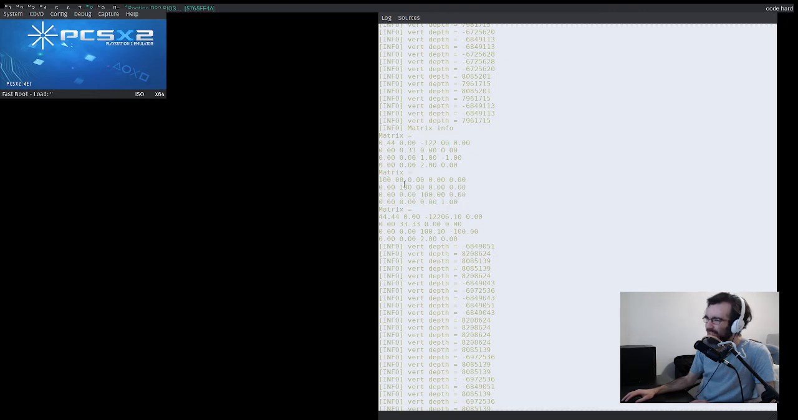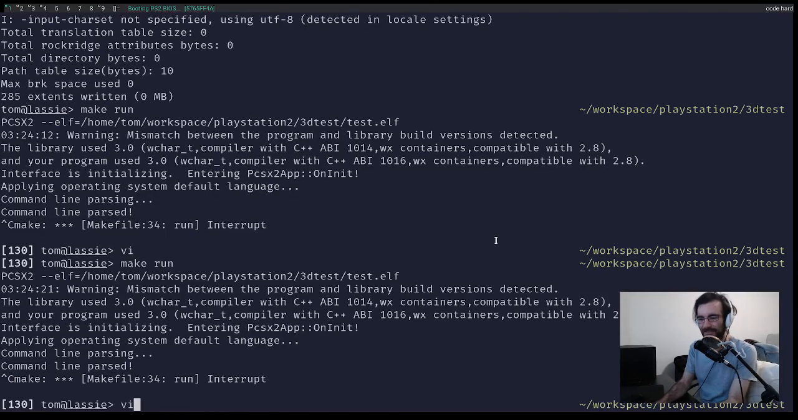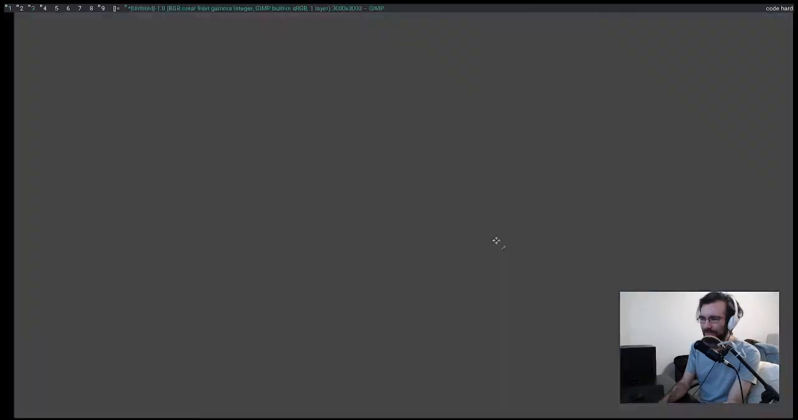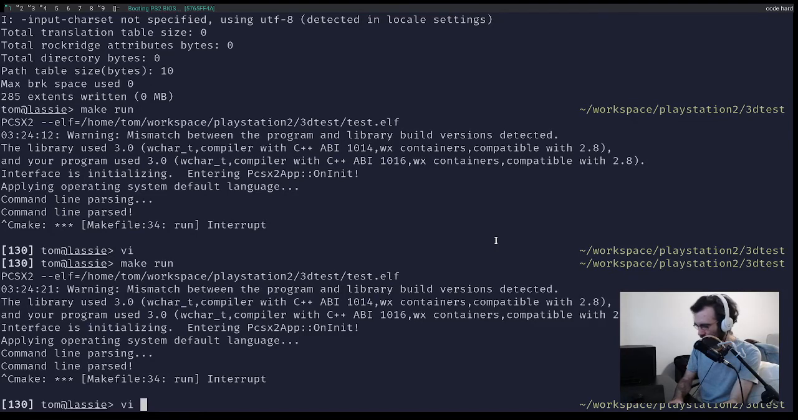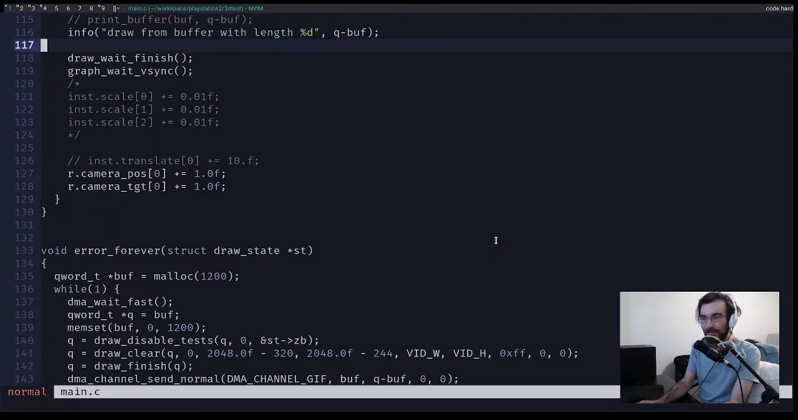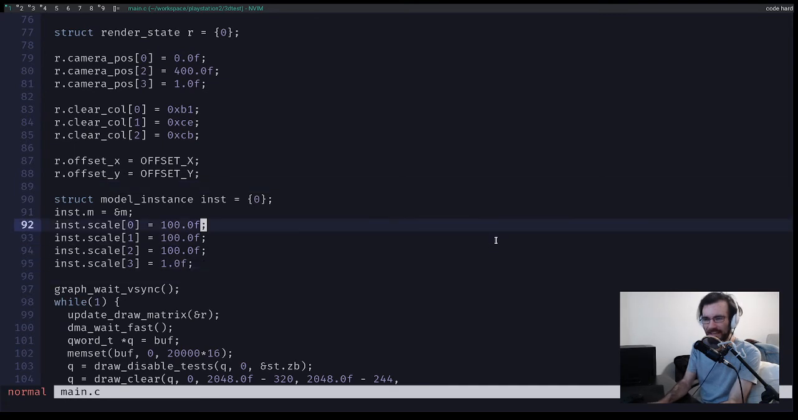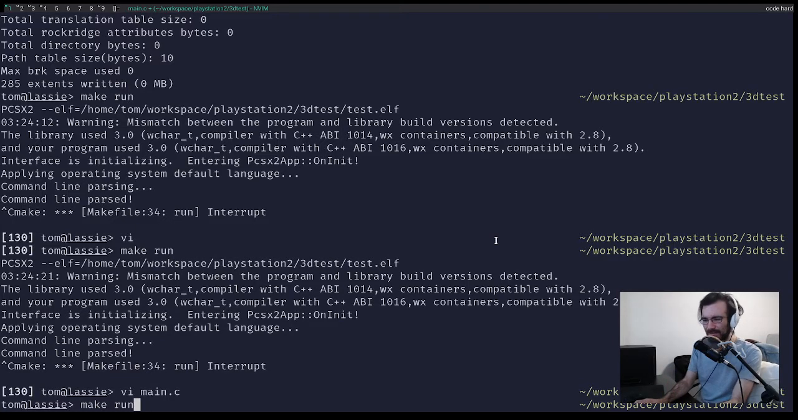Wait, why is our model scaled so big? Why did I do this? That might explain why the Z's so huge. We're actually drawing a really big model. Draw a sphere instead of a cube. Not a bad idea. The algorithm for triangulating a sphere is pretty simple, right? So it's an easily solved problem. What am I doing? We're going into main, and we're going to find where we initialize our instance, because for some reason we're setting the scale. I think this was a problem. The less said about that, the better.